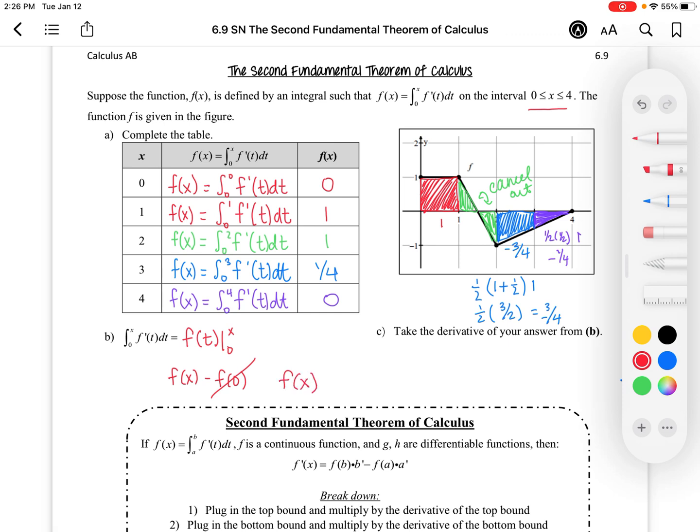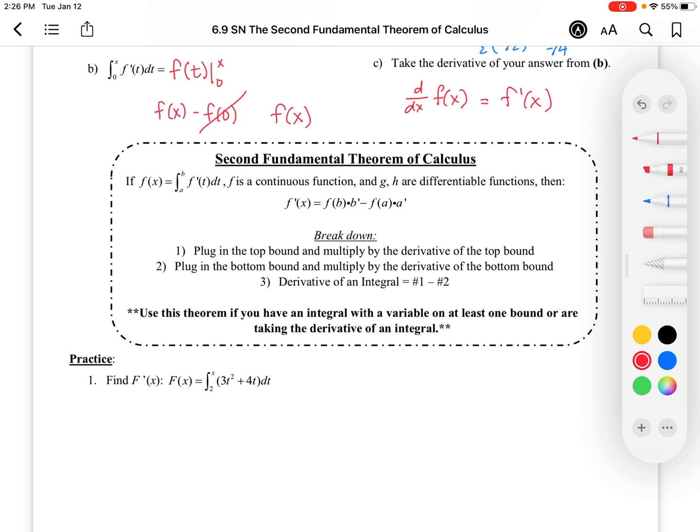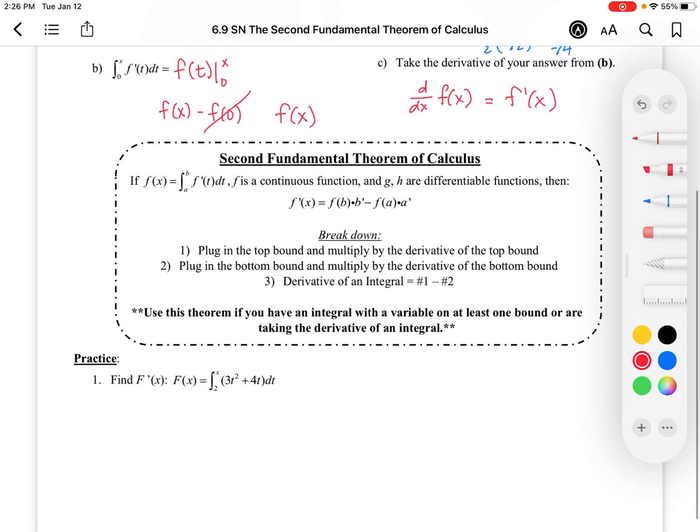So if I were to take b and then go and take the derivative of it, well, the derivative of f of x gets me back to my f prime of x. So what we're talking about today is the second fundamental theorem of calculus.